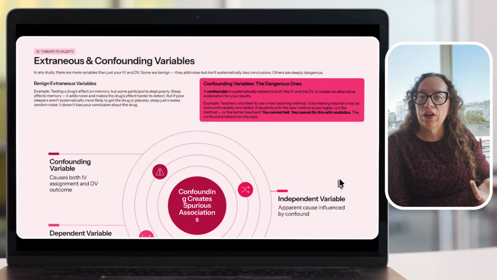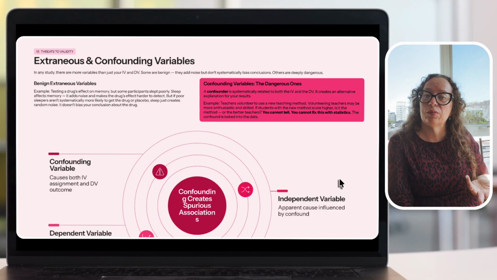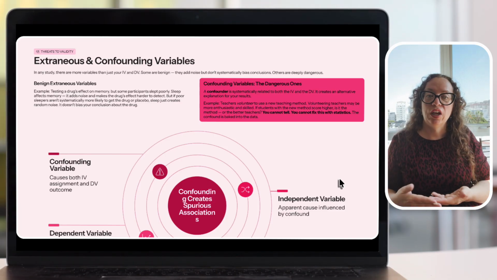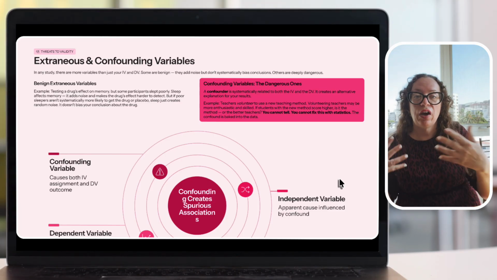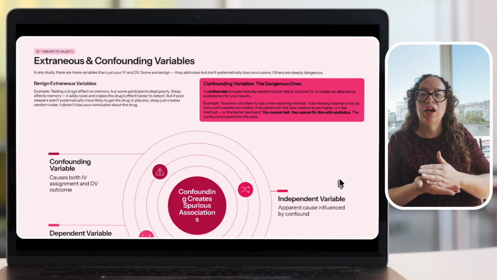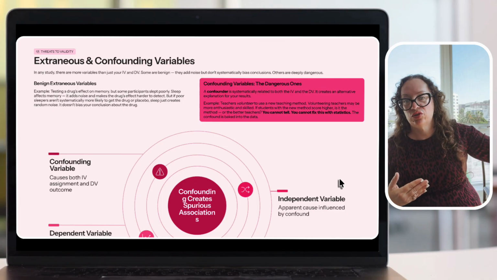Or you might miss a real effect. Maybe the method actually does work, but the teachers using it were worse, so the effect is masked. Either way, your conclusion is wrong. And unlike random noise, which kind of averages out, confounds systematically push you towards incorrect answers.